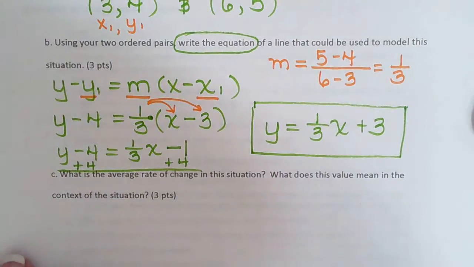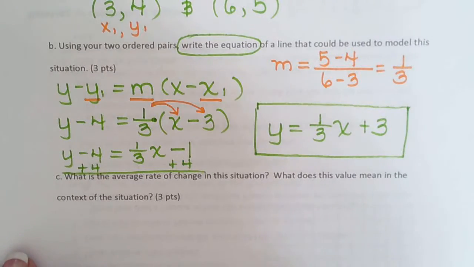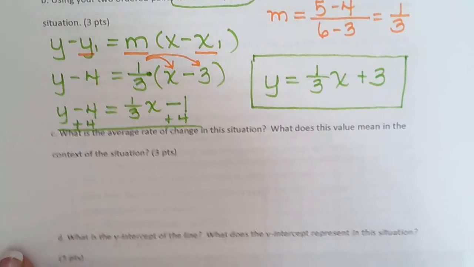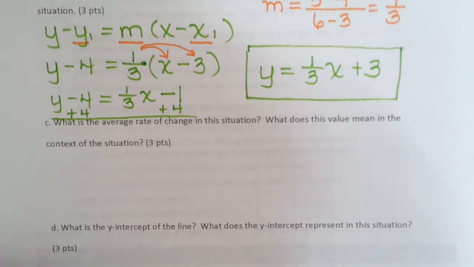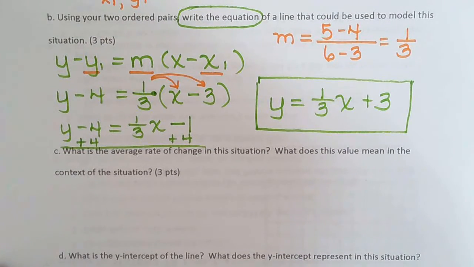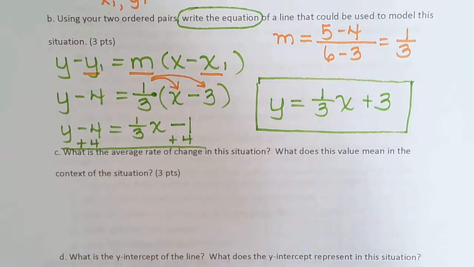So all I need is 2 points or a point and a slope, and I can write an equation or even a picture. If you have a line on a graph, you can get the y-intercept and the slope from the graph. Okay, what is the average rate of change? Well, what does that mean again?